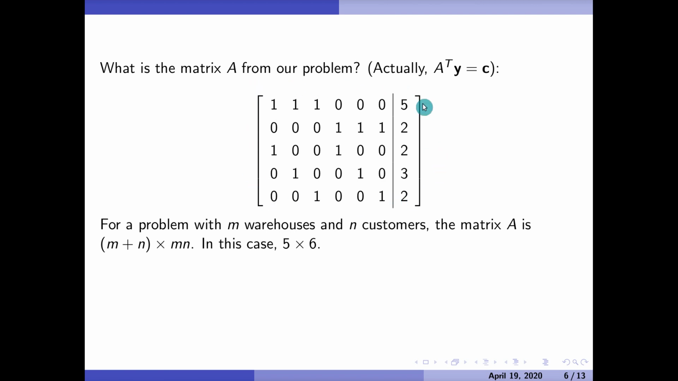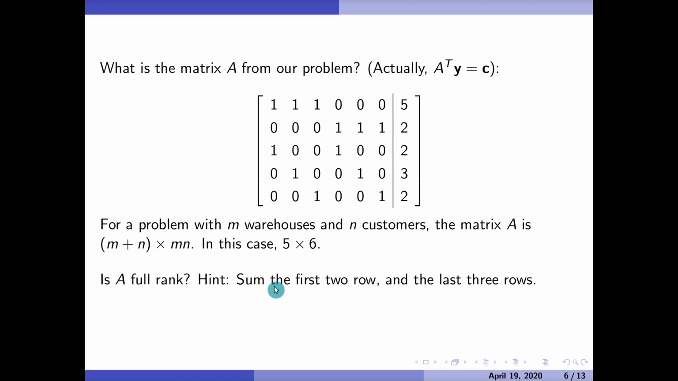In this particular example, this was our matrix A, right? And so in general, if you have M warehouses and N customers, the matrix would be M plus N by the number of decision variables, which is M times N. In this case, that's 5 by 6. And the question is, is this array actually rank 5? Well, in fact, it's not, and that's going to create a little bit of a problem for us later on.